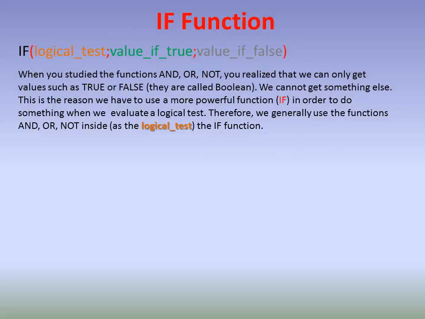And now the IF function. When you studied the functions AND, OR, NOT, you realize that we can only get values such as true or false. They are called Boolean values. We cannot get something else.